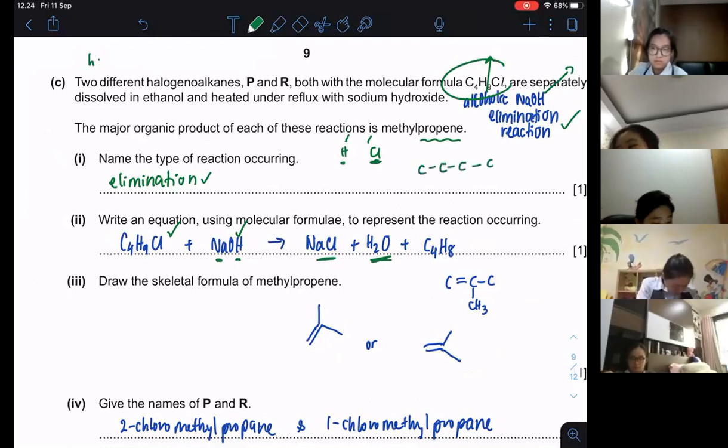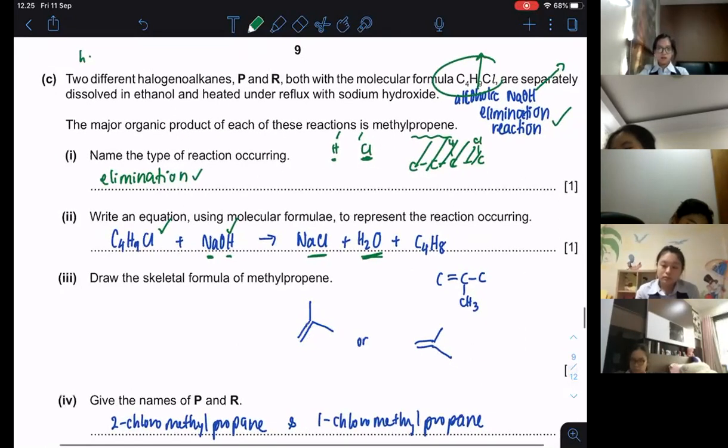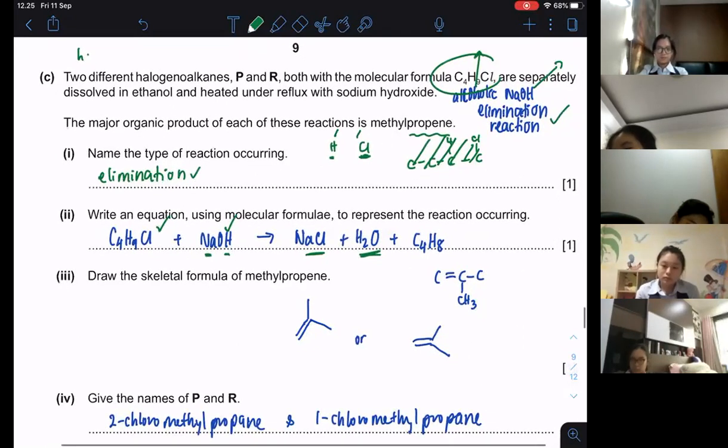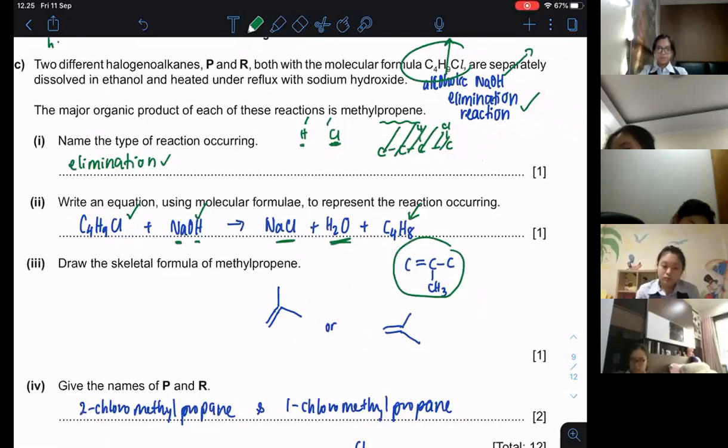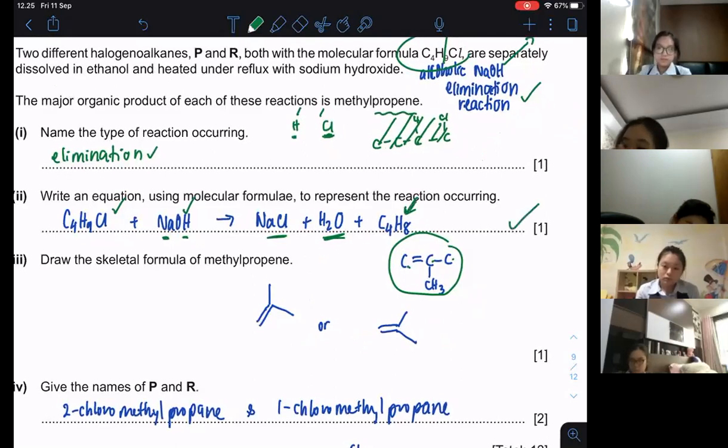Depending on where the Cl is, if the Cl is here, so H is here, the double bond will form over there. It depends, but whatever it is, it is methyl propene. If I draw it, it's going to be something like this. You can count yourself, C4H8. I think it's already balanced, so I just leave it like that.